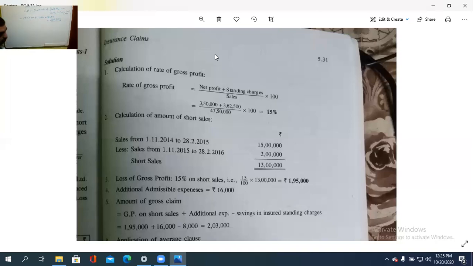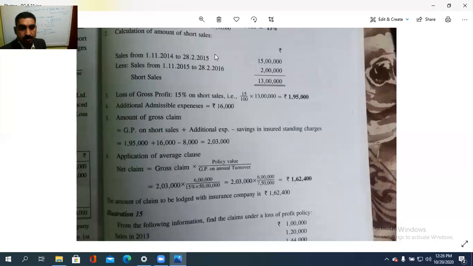Claim kandupidikkuka. So net claim is equal to gross claim into policy value divided by GP on annual turnover. Annual turnover is given as 50 lakh, isn't it? So net claim is equal to 2,03,000 into 6 lakh divided by what percentage? GP. 15% on how much? 50 lakh. 15% on 50 lakh.